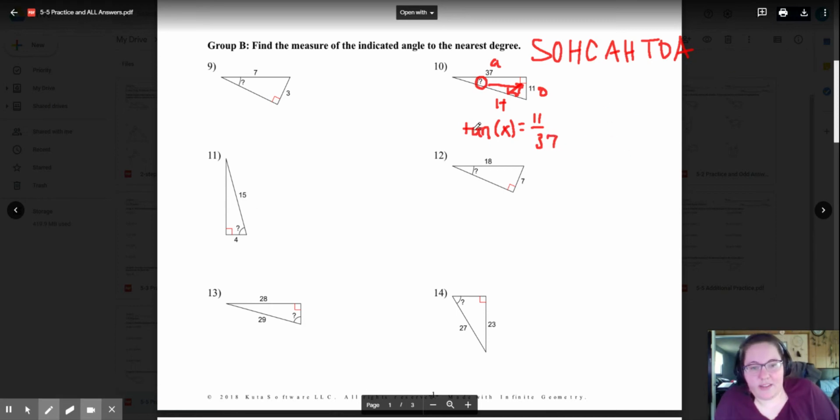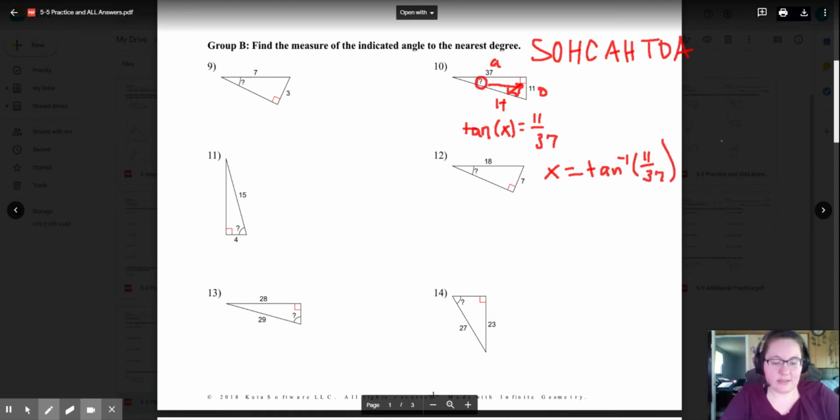Okay, well, to get rid of the tangent and get x by itself, I need to take the inverse of each side. I'm not going to keep writing it over here. I'm literally just going to write x equals inverse tangent of 11 over 37. That's what you should be putting in your calculator, and that's what you should be getting as an answer.